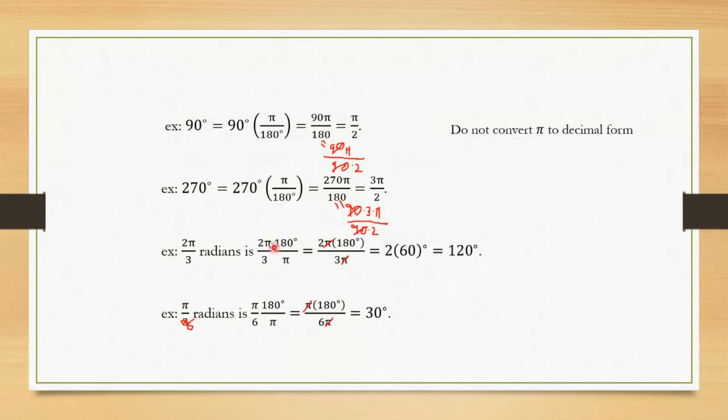The pi's cancel. That's what I'm writing here. We have 2 times 180 degrees over 3. And when you do the calculation, you end up with 120 degrees. Notice the degree symbol is here. So we know our angle must be in degrees.